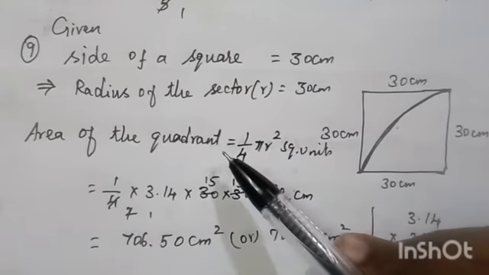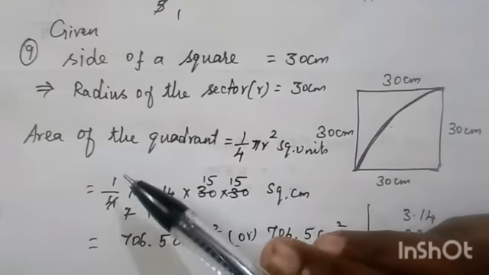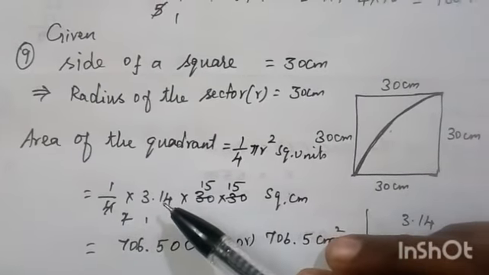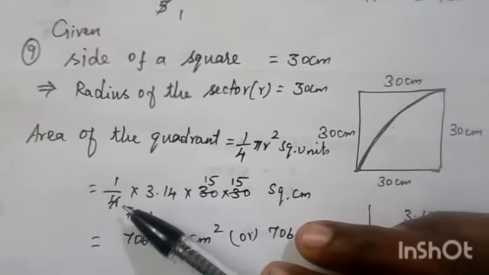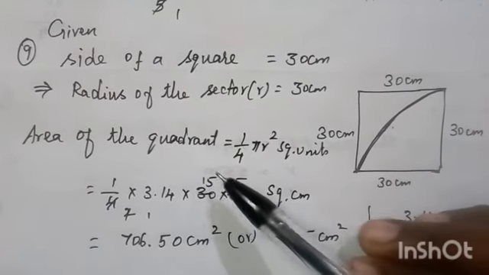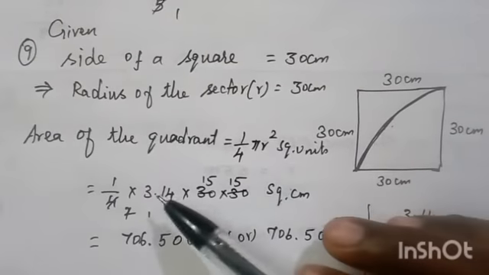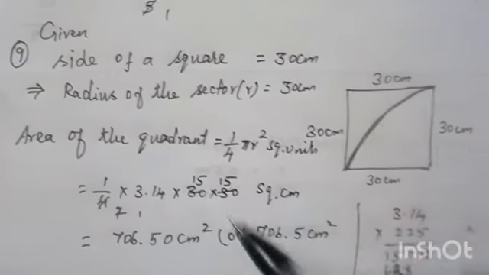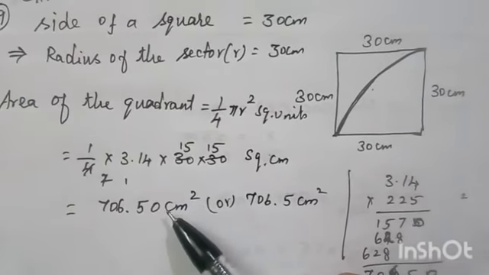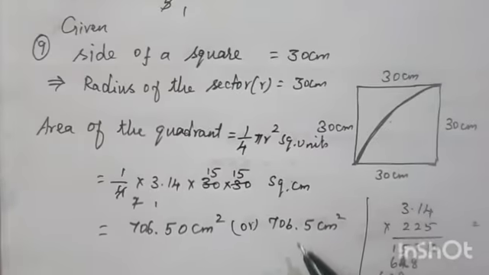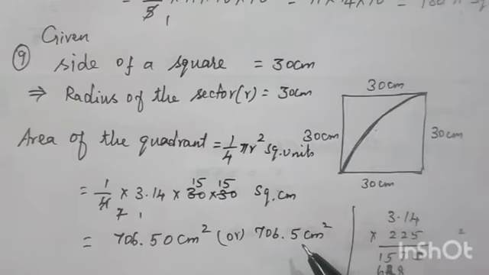For the area of the quadrant, write the formula 1 by 4 into pi r square units. Substitute the values: 1 by 4 into pi value given in the question, 3.14, into r value 30 into 30. Cancel: 2 table, 1 2 is 2, 2 2s are 4, 15 times, 1 2 is 2, so 15. So multiply 15 into 15 into 3.14. That is 706.50. So that is 706.5 centimeter square. This is the area of the quadrant.